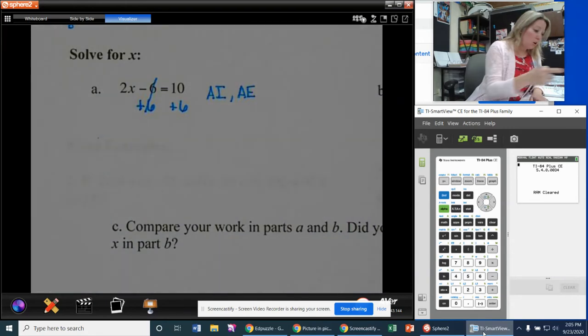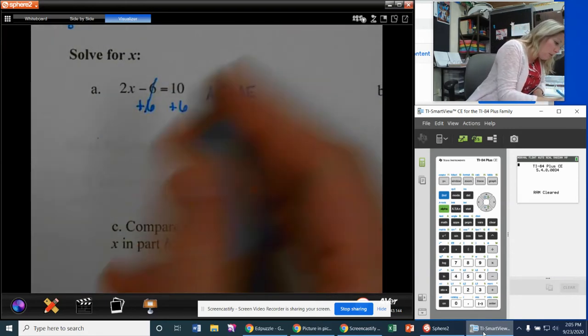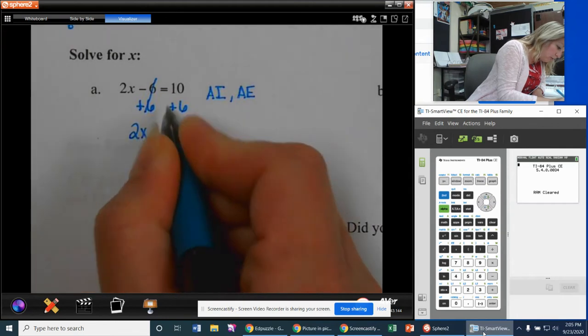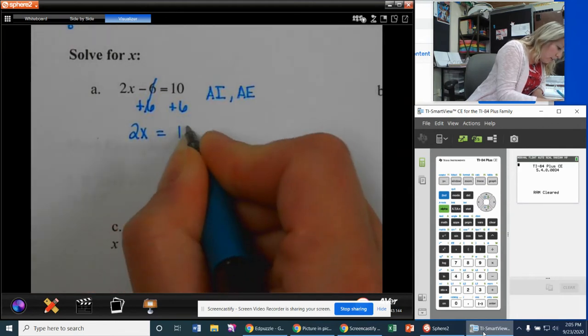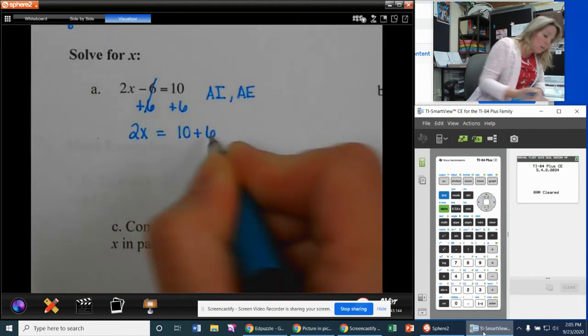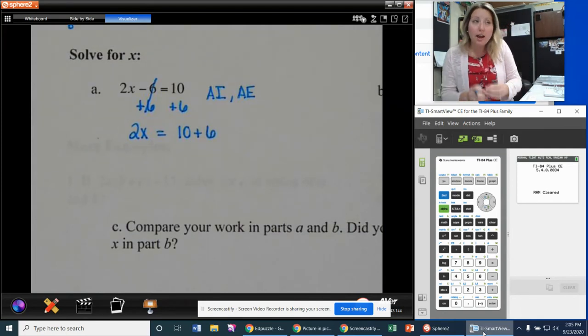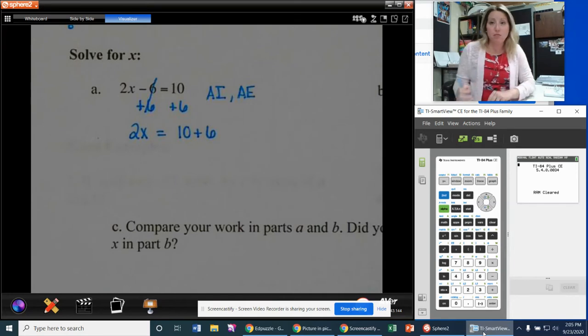What would you do? These have canceled out to 0. This comes down to the next line. Bring down your equal sign. And then over here, you've then got 10 plus 6. Normally, you would actually add that 10 plus 6 because they're like terms. But bear with me. This time, leave them separate like this.